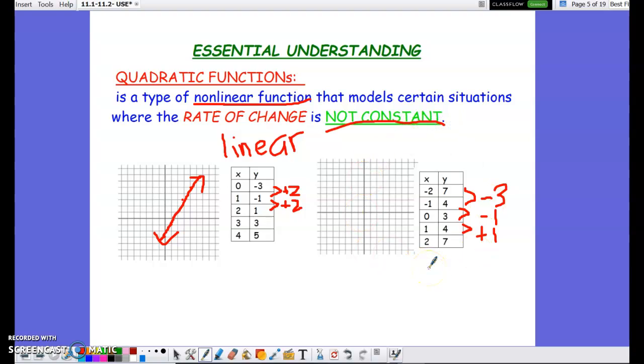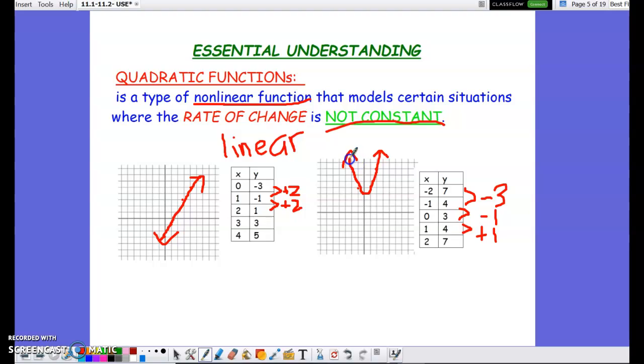So that gives us a good hint that it might be a quadratic function, because a quadratic function is a type of nonlinear function. So if we go ahead and plot these points, negative 2, 7; negative 1, 4; 0, 3; 1, 4; and 2, 7. Again, if I graph this, bear with me, it's a little harder to do with my fingers here, but it looks like I get a nice U shape, clearly not linear. It's a nice parabola, so it tells me it's a quadratic function.